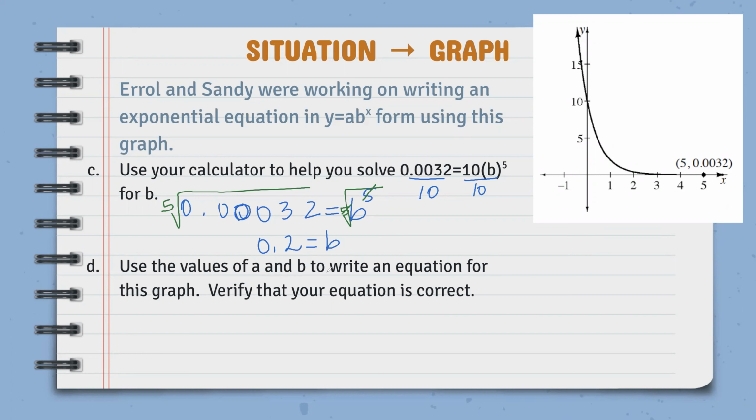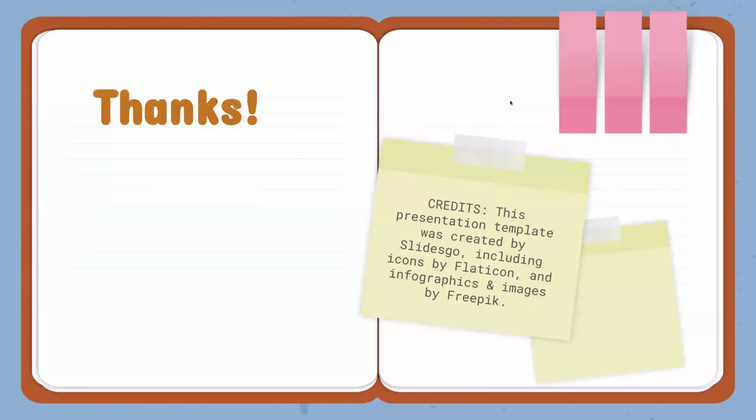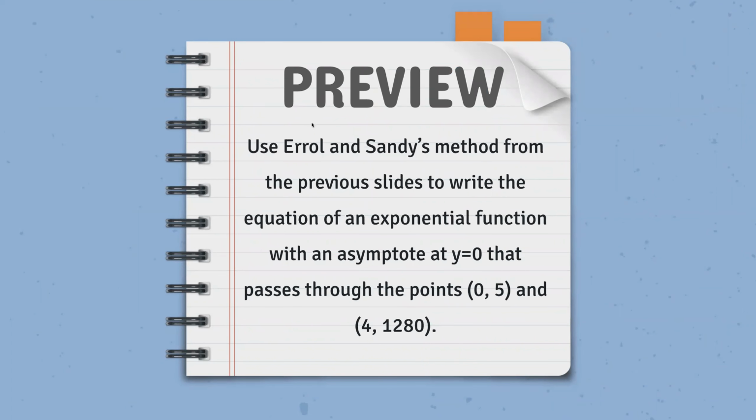Now use the values of a and b to write an equation for this graph and verify that your equation is correct. So if I know my exponential is a b to the x, I know my a is 10, and my b is 0.2, to the x power. Okay, so we used our y-intercept, we used a point, we plugged it into an equation, and solved for b, that way we knew what b was in our equation.